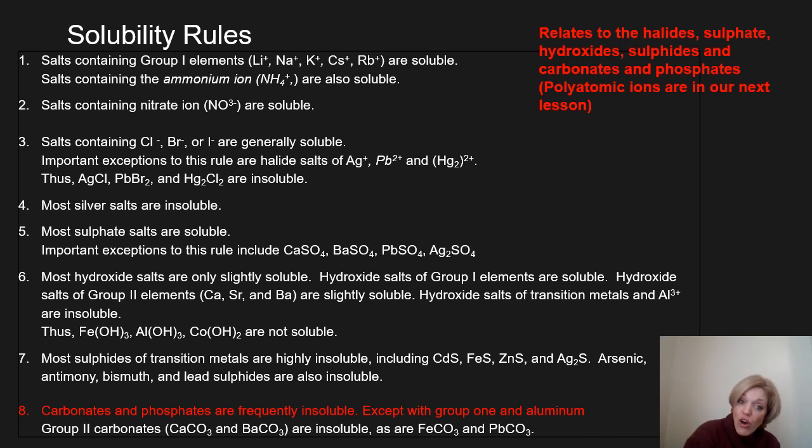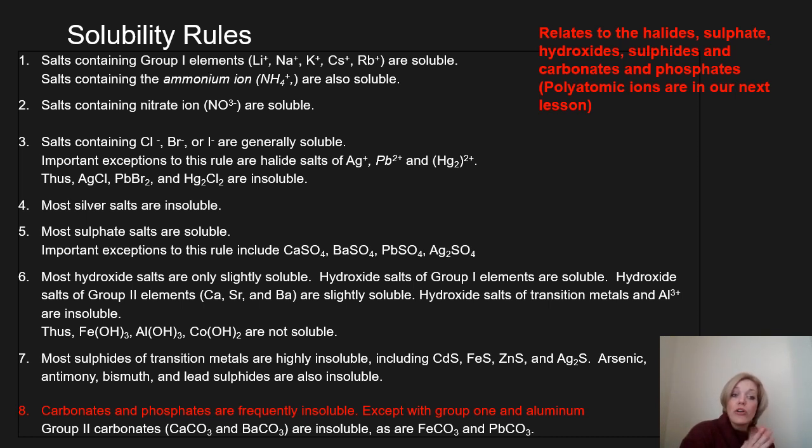Most hydroxide salts are slightly soluble, so hydroxides are very iffy, so I want you to read this very carefully. You need to use your deductive reasoning skills here quite a lot. This takes practice. This doesn't happen overnight, I promise. I'm sorry to burst your bubble. It's not something that you're going to do once and be able to do with every equation, because every equation is different. Hydroxide salts of group 1 elements are soluble. Hydroxide salts of group 2 elements are slightly soluble, so not 100% soluble. And hydroxide salts of transition metals are insoluble, so you're going to get a definite precipitate there.